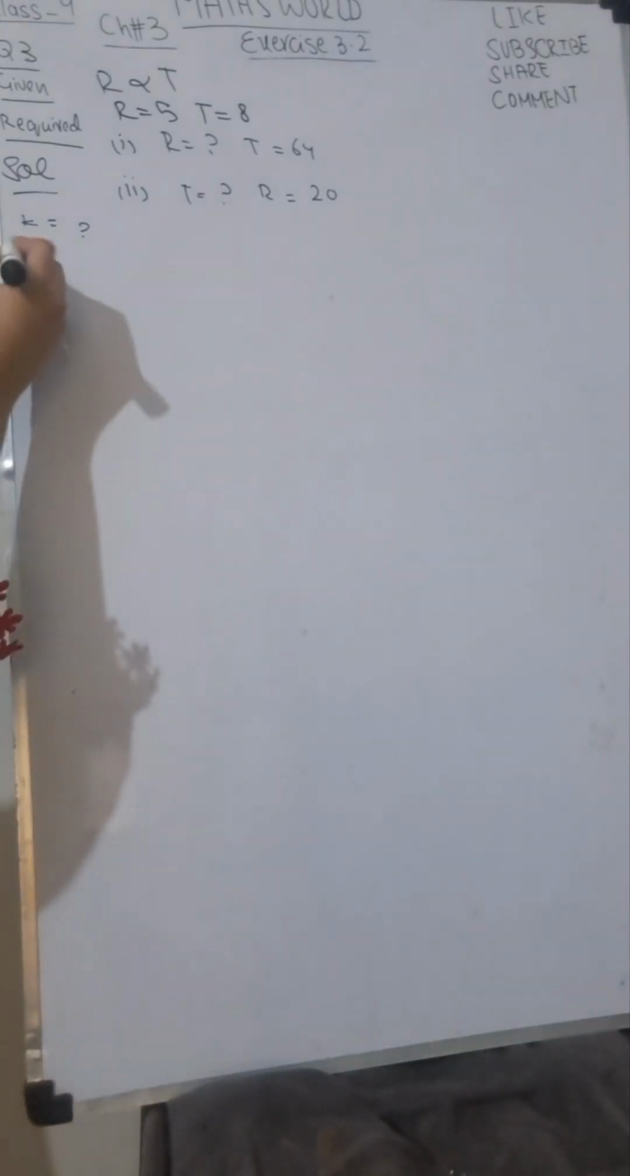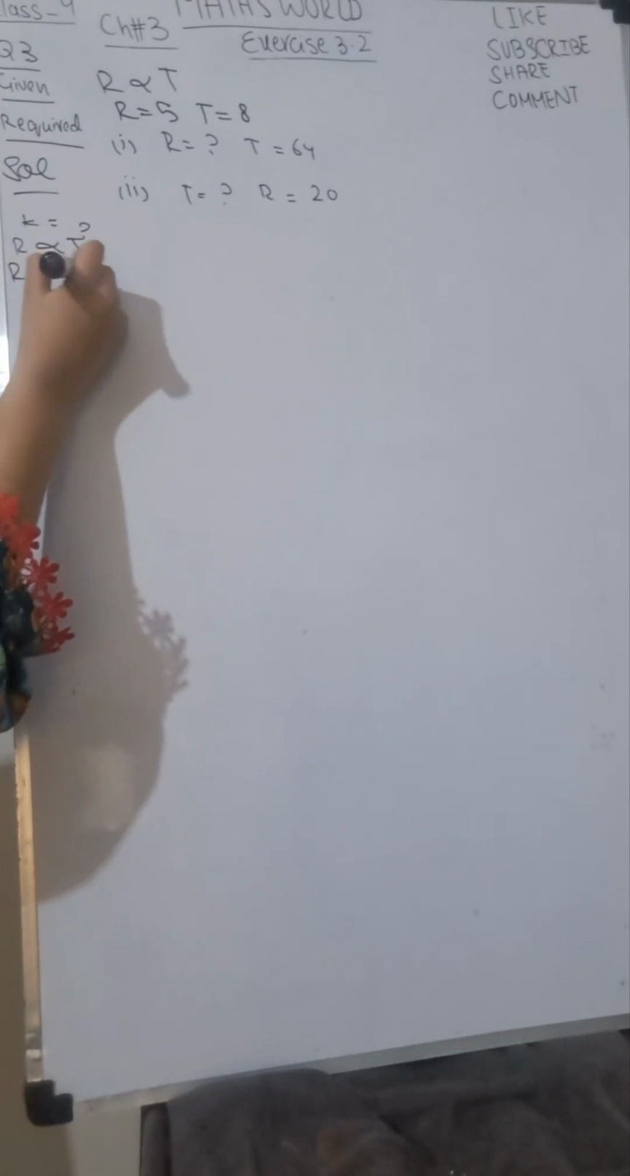Now part 1 and part 2 will have the same r and t. So r is equal to 5 and t is equal to 64, and then t is equal to 5 and r is equal to 20. So now let's start solving this question also. Find the value of k. What is the value of k? You're going to find it.